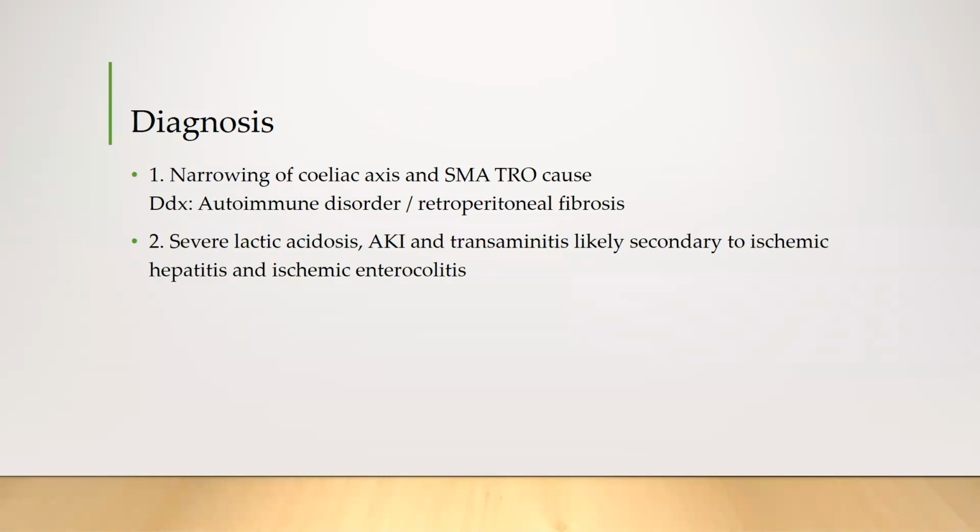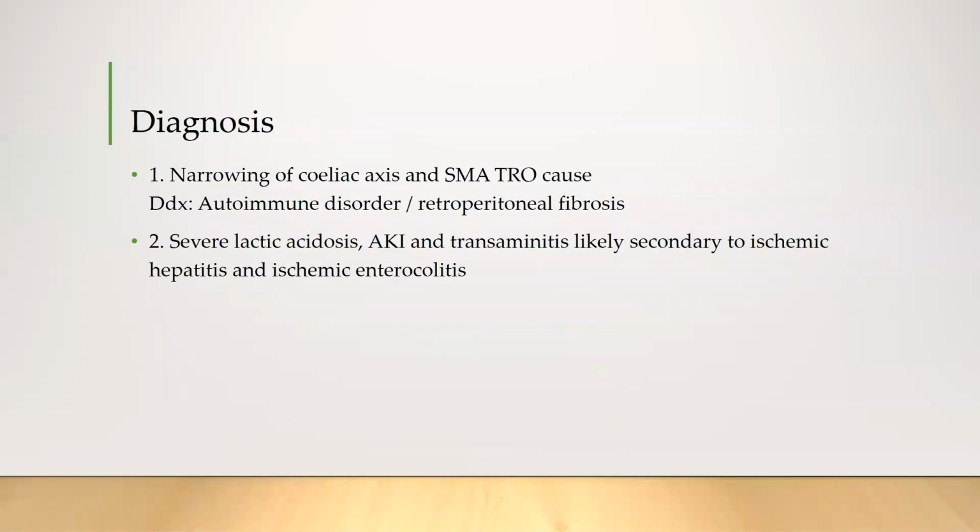It could be due to autoimmune, could be due to retroperitoneal fibrosis. You have to work that out. But for this case, we will just want to focus on the acidosis part. So she has severe lactic acidosis, AKI, and transaminitis, likely secondary to the ischemic hepatitis and ischemic enterocolitis caused by the narrowing of the celiac axis and SMA.